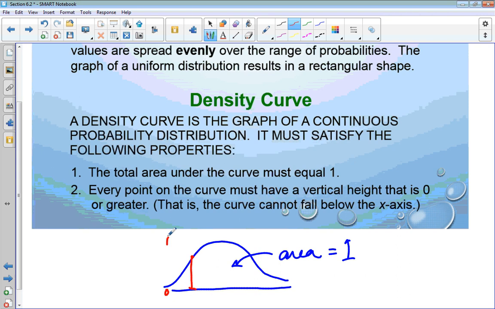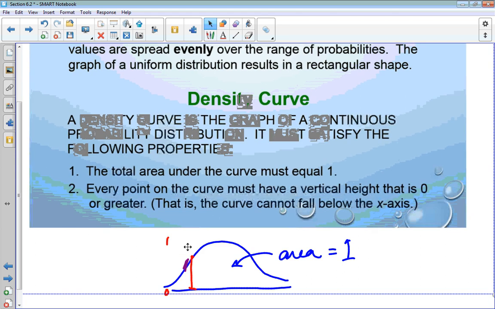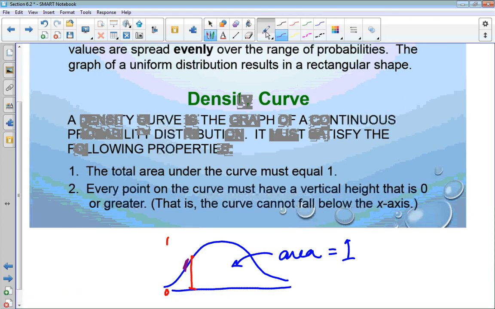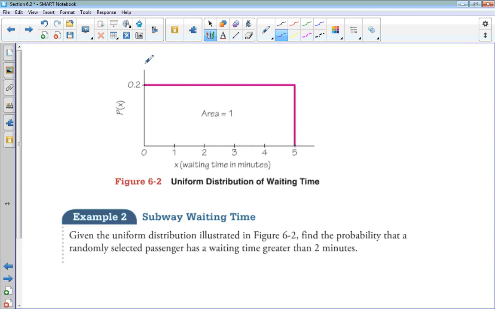The nice thing is that when we have to learn how to find the area under the curve, normally we would have had to use calculus, because calculus tells us how to integrate to be able to find the area under the curve. But we're going to be able to use technology and tables that we have at our disposal to find those areas. So this is a uniform distribution, and this particular one is about waiting in line at the subway.